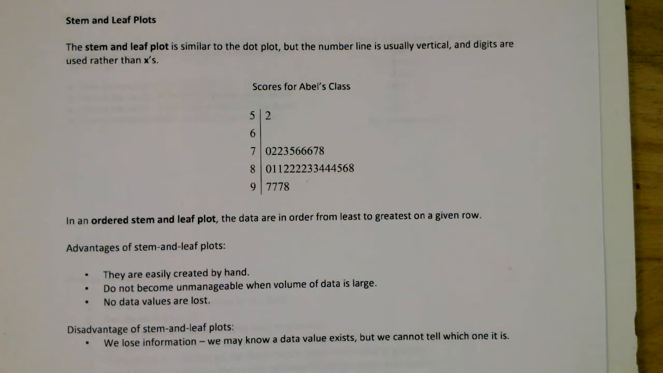Now, there are advantages of using a stem and leaf plot. They are easily created by hand. And also they do not become unmanageable when the volume of data is large. And in this case here, no data values are lost, okay? That means when you do a stem and leaf plot, you have to account for every single data value in that data set. Now, the disadvantage of a stem and leaf plot is that we lose information.